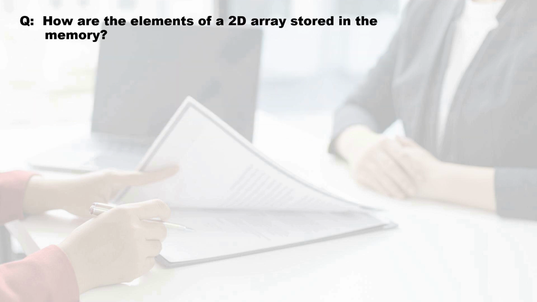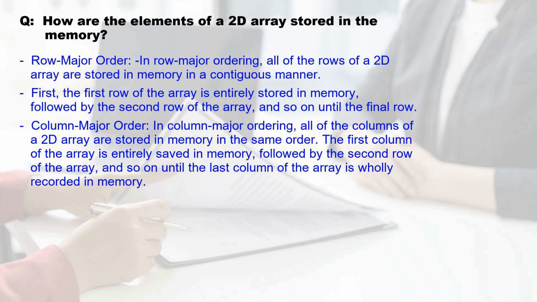How are the elements of a 2D array stored in the memory? Row major order. In row major ordering, all of the rows of a 2D array are stored in memory in a contiguous manner. First, the first row of the array is entirely stored in memory, followed by the second row of the array, and so on until the final row.